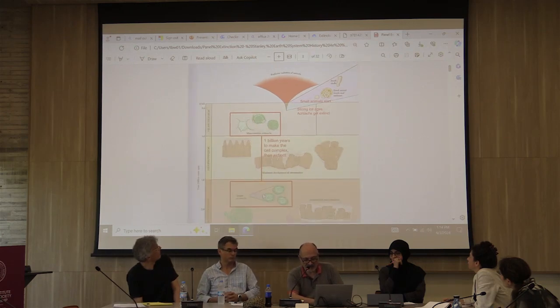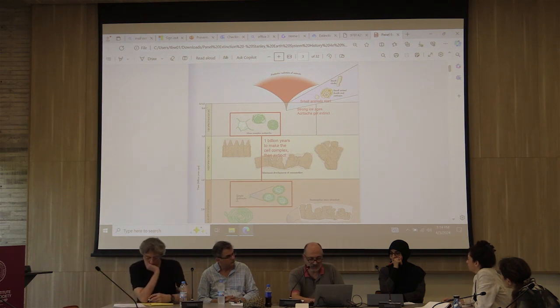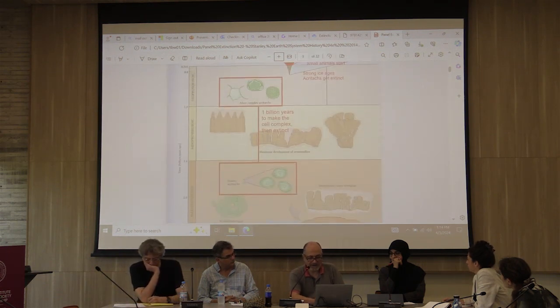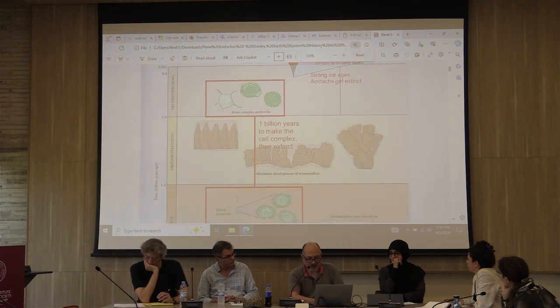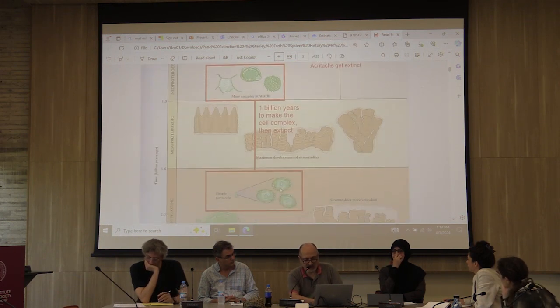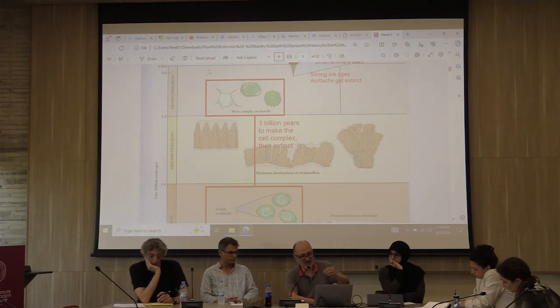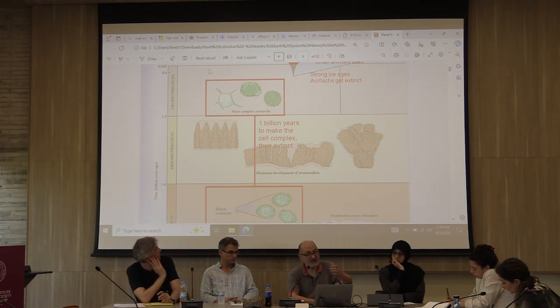We have types of algae about 1.8 billion years ago. They are called acritarchs. And these were with a simple cell about 1.8 billion years ago, and they were with complex cells about 0.8 billion years ago. How long did it take nature to transform the cell from simple to complex? 1 billion years. What happened after the acritarch became complex? After work of 1 billion years, they got extinct.